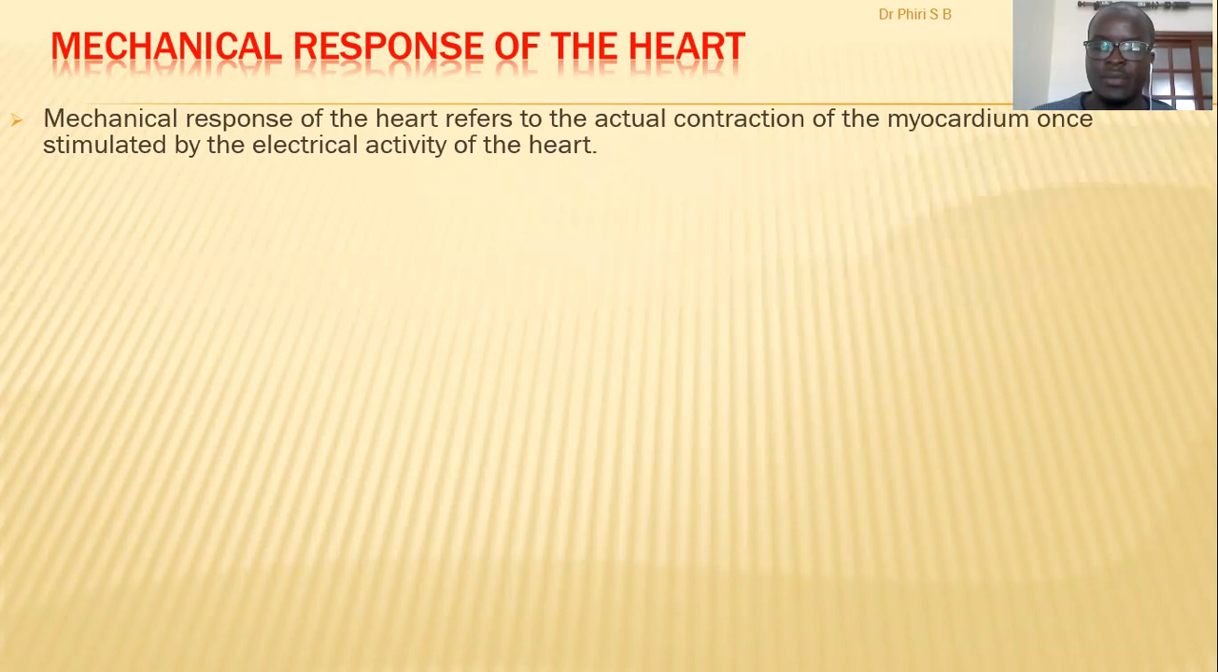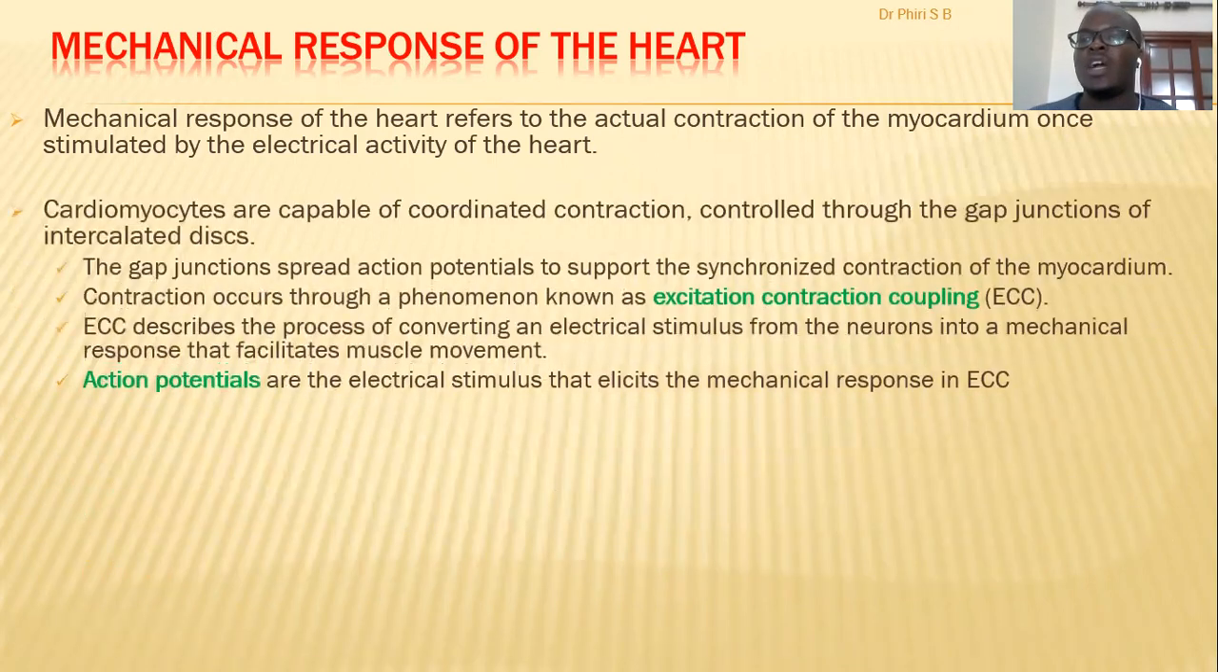So there are two things taking place. You have excitation and contraction. Excitation is as a result of the action potentials. The mechanical part is referred to as contraction. So the excitation is coupled with contraction. So when you're talking of excitation-contraction coupling, you're looking at the electrical activities that are followed by mechanical activities. That is the actual contraction.